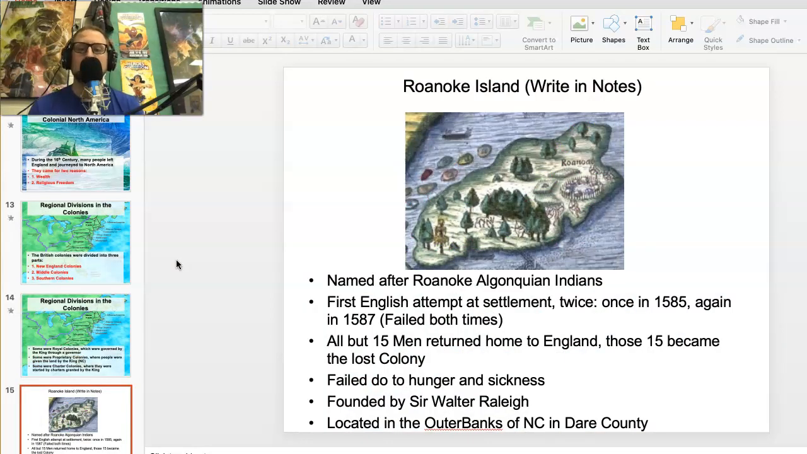Roanoke. Roanoke Island is the lost colony, quote unquote. Roanoke was actually named by, not after, the Algonquin Indians. And this is the first, not successful, but it was actually the first British settlement in America. And it's in what we now know as the Outer Banks of North Carolina.